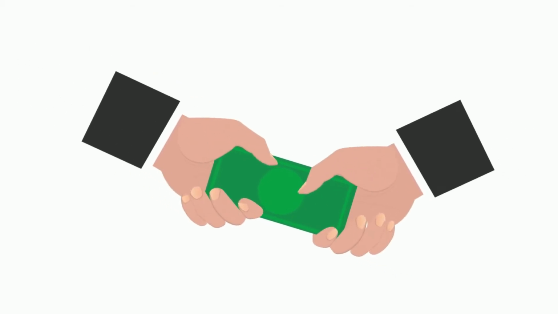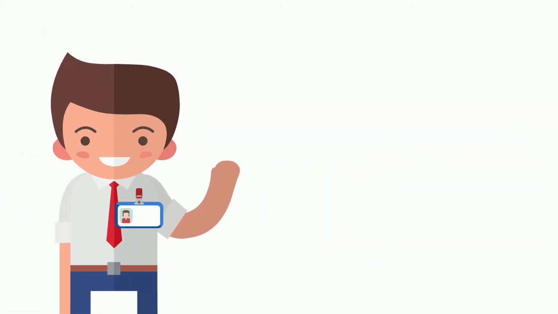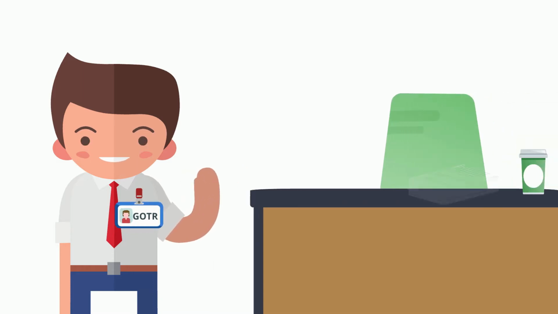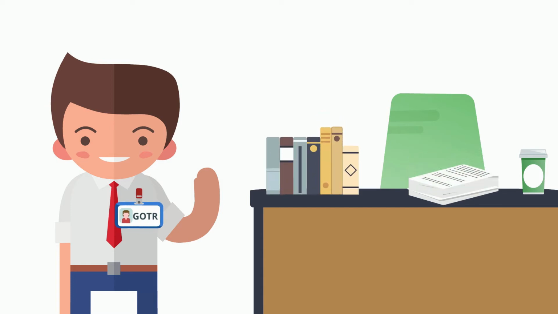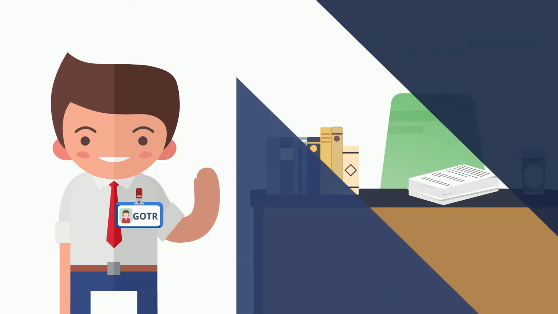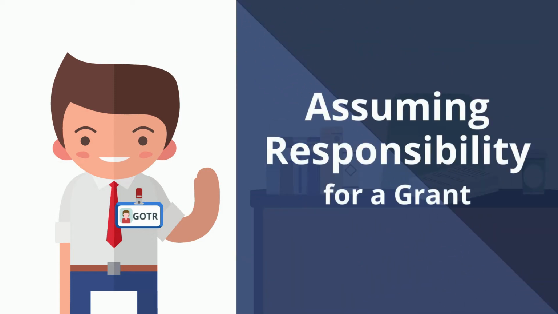When a grant is awarded, an individual is designated as the Grant Officer Technical Representative, or GOTR, who assumes responsibility for the grant. This video will cover basic guidelines the GOTR must follow when assuming responsibilities for existing and new grants.